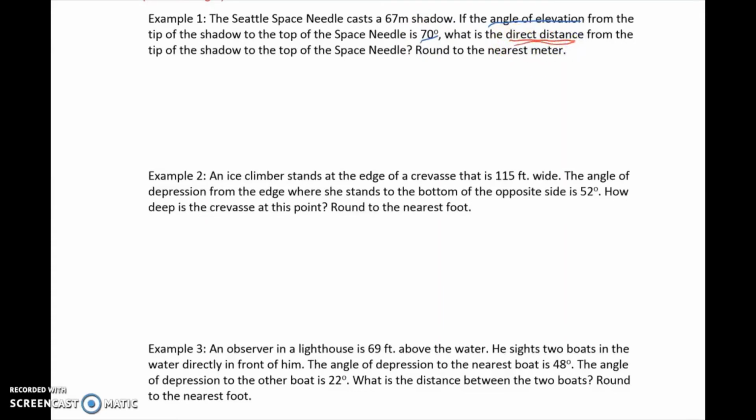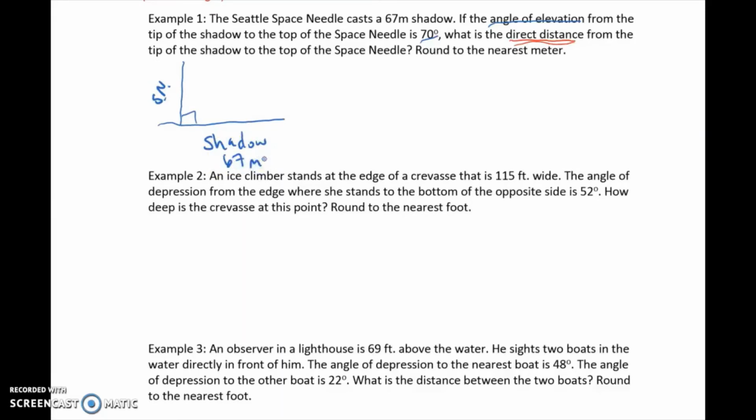So we want to be able to interpret what the problem is telling us. And here, our Space Needle, we are going to put as this perpendicular length right to the ground. So there's my Space Needle. Alright, so I'm just going to put SN for Space Needle, okay? And then it's casting a shadow, so where does it logically make sense for a shadow? Well, the shadow should be along the ground. So here's my shadow. And my shadow is 67 meters.